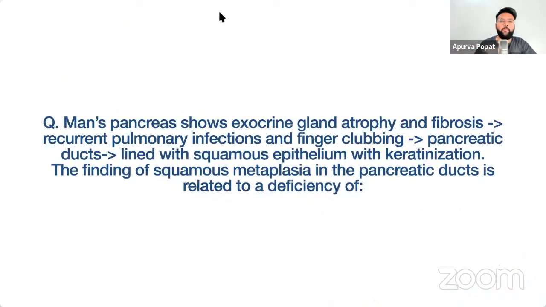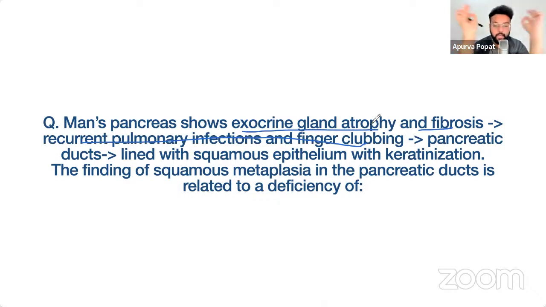Next question. A man's pancreas is showing exocrine gland atrophy and fibrosis. He is having recurrent pulmonary infection and finger clubbing. The pancreatic duct should be lined by some other epithelium, but now the pancreatic ducts are lined by squamous epithelium with keratinization. So this is actually squamous metaplasia of the pancreatic duct.